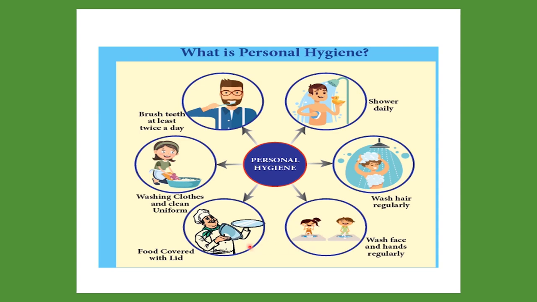Then this is food covered with a lid. You should always keep our food covered. We should not leave it uncovered because there are chances for vectors to sit on the food, especially houseflies. There are chances of carrying the pathogens that will cause diseases. Then washing clothes and a clean uniform. You have to maintain your uniform properly. This is our personal hygiene.